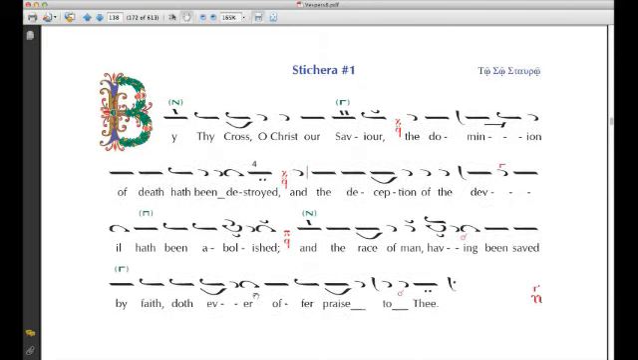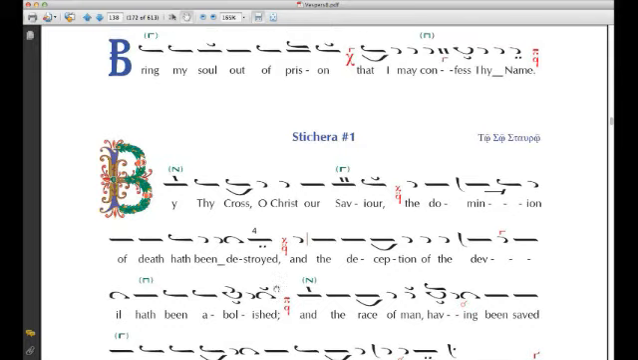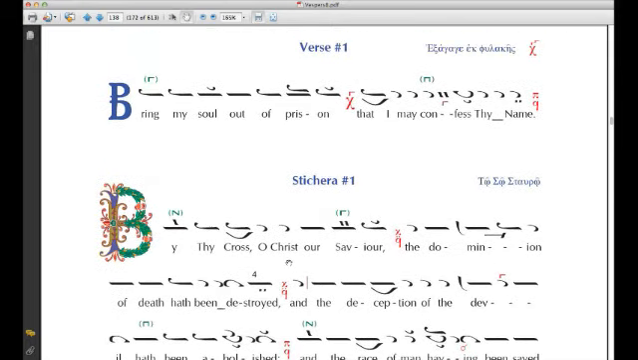Cool. The only thing I'll say, can you guys do it and I do the Isan, just to hear how that goes? Okay. From the top or just the verse? Yeah, bring my soul.